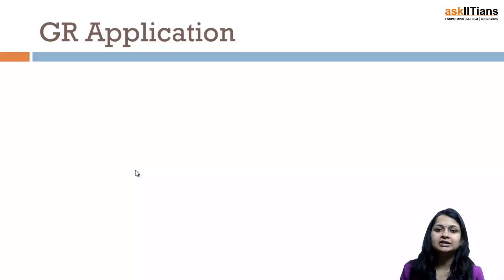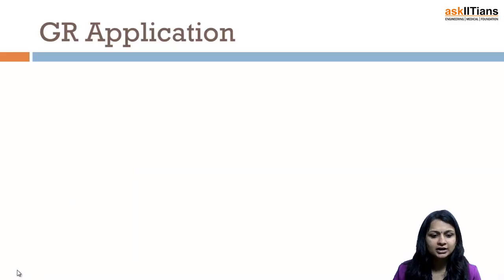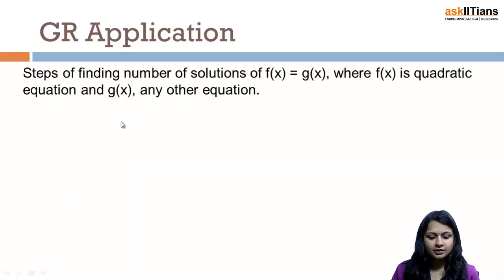wherein f(x) is of one kind and g(x) is of a different kind. Okay, so let's see how it happens and how we really find the solutions. Now I have the steps of finding the number of solutions of f(x) equal to g(x), where f(x) is some quadratic equation and g(x) is another equation.